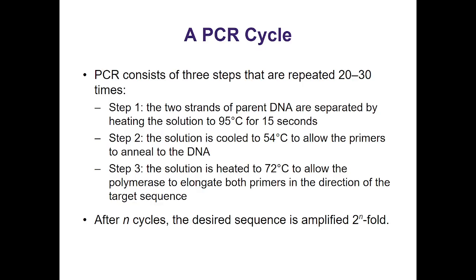This will allow the primers to anneal to the DNA. And so what we'll have is little fragments that prime it, right? The primers will stick on. Step 3 is then going to have the solution heated to 72 degrees Celsius. This will allow the polymerase to elongate both the primers in the direction of the target sequence. So we stick the primers on, we heat it back up, and allow the polymerase to start running.